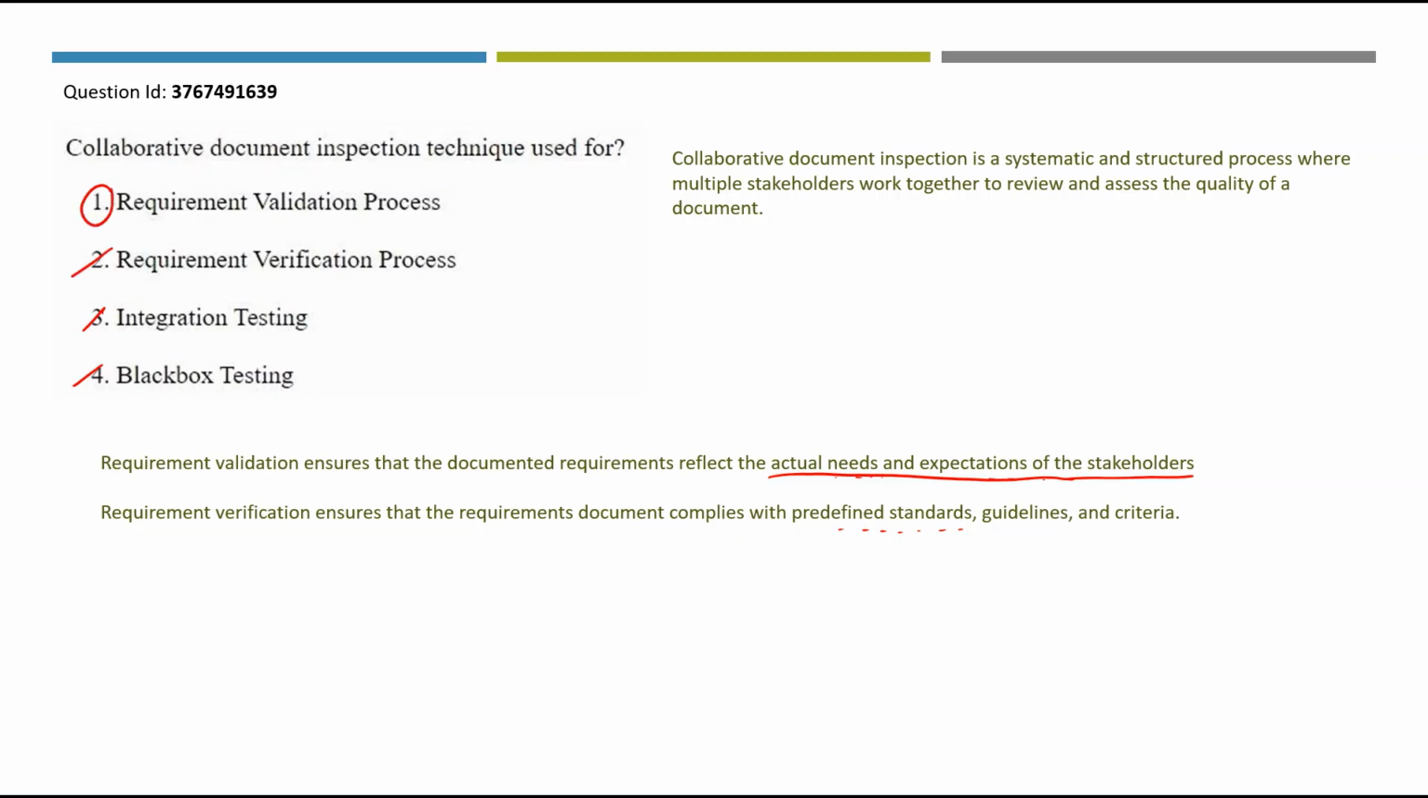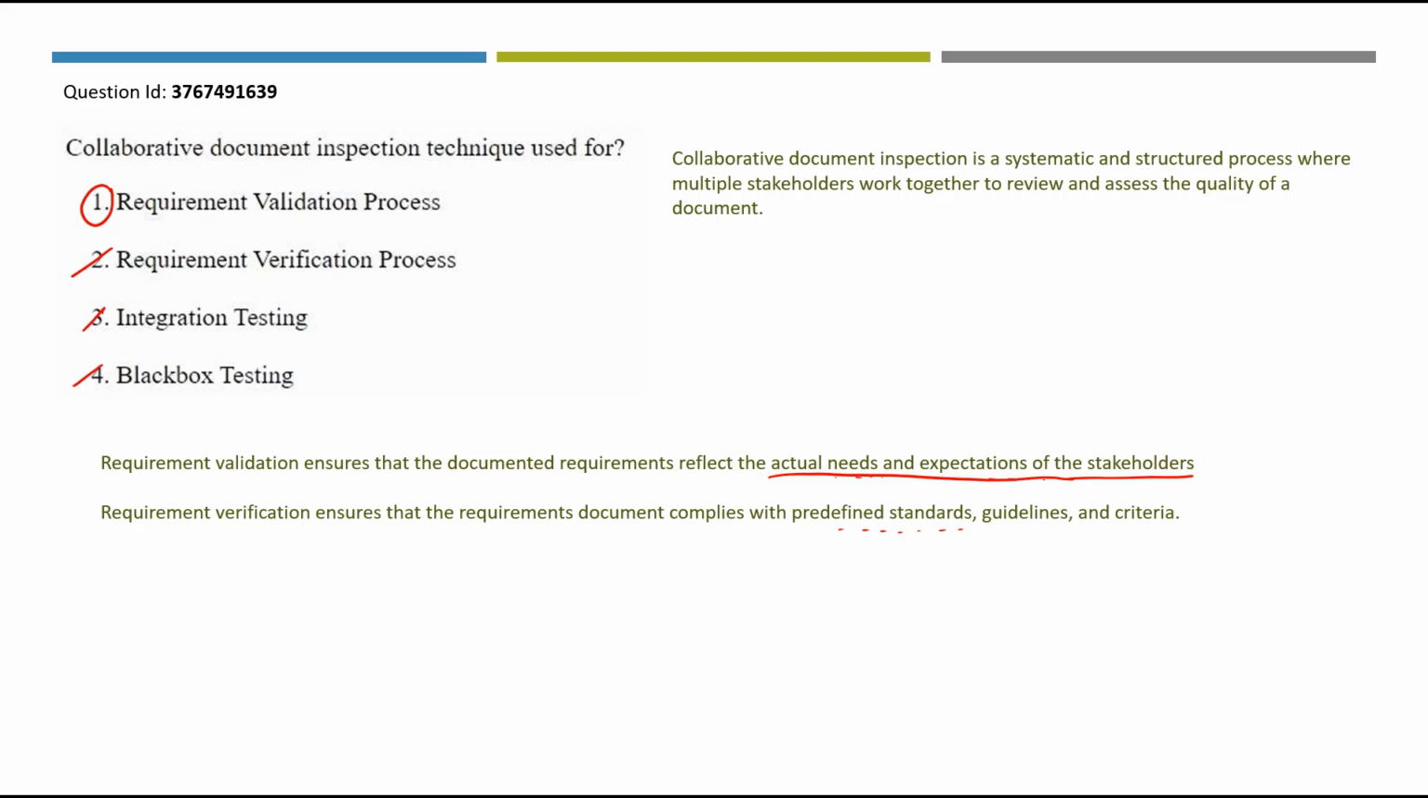We can even rule out option 2. Understand why we are ruling out option 2. It is because you have a set of standards and you have a set of criteria. You don't need to collaborate with someone. You can just check the criteria and say whether it is complying or not. That is not a collaborative process is what I am trying to tell you.